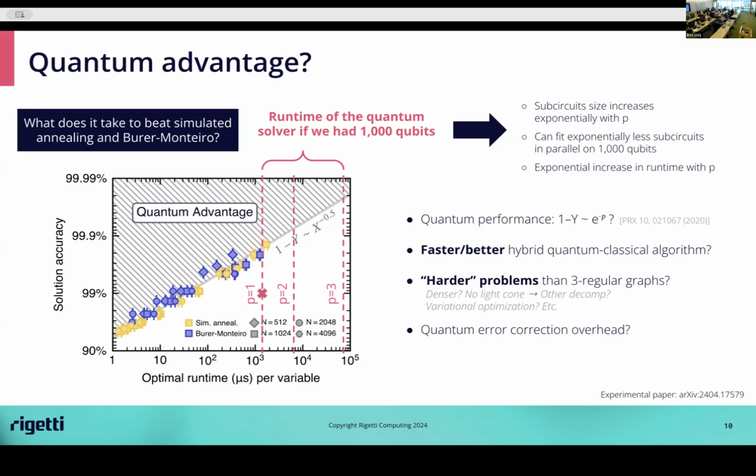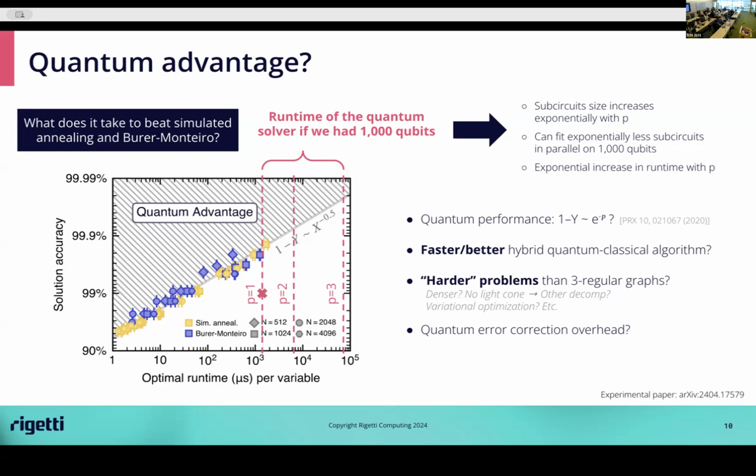Then you can say, well, maybe the three regular graphs problem that you considered is just too easy for classical solvers. And maybe that's not the best problem. And so you can try other problems, but then maybe they are denser. You cannot use the light cone technique anymore. So how do you go to large problem sizes to actually benchmark that at scale and see if something may be interesting?